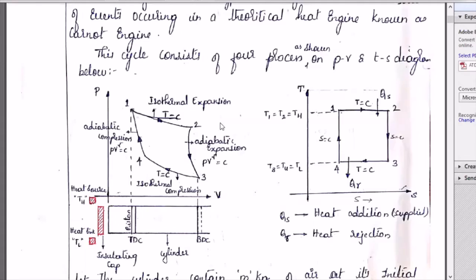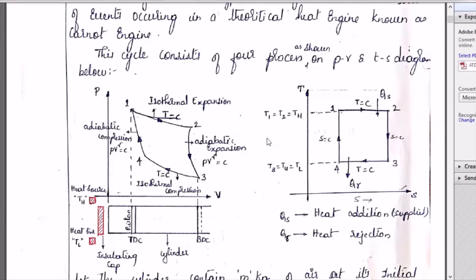For all adiabatic and isentropic processes, entropy remains constant. As entropy remains constant, 2 to 3 comes down. Meanwhile, in the expansion process, temperature decreases. 3 to 4 is isothermal, temperature constant. 4 to 1 is adiabatic, entropy remains constant. So completing the TS diagram, T1, T2 is the higher temperature, T3 and T4 is the lower temperature.